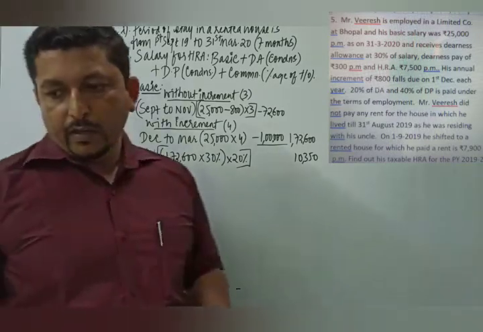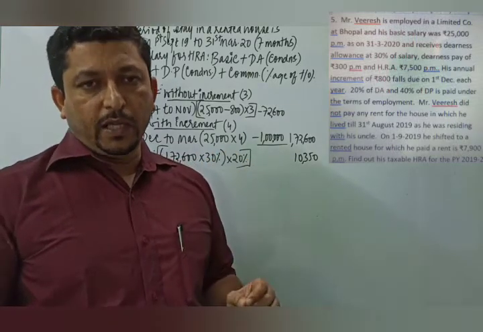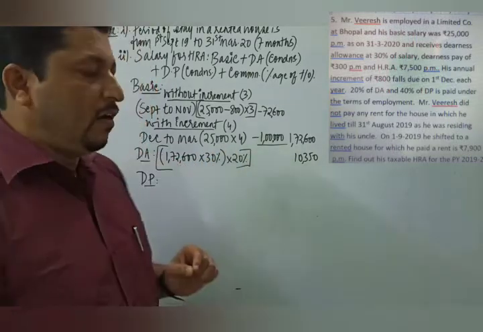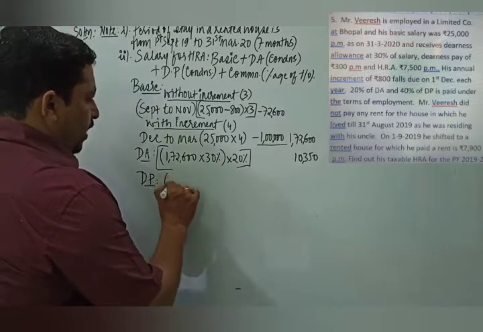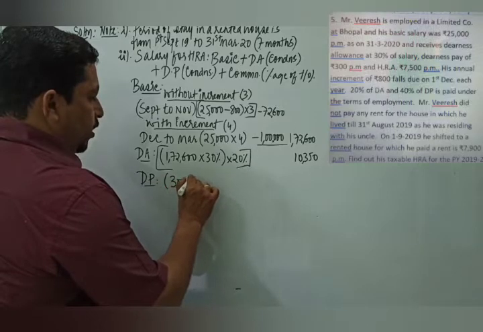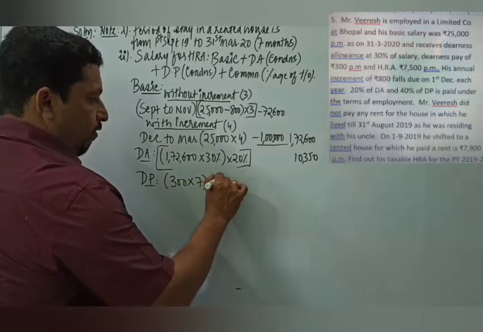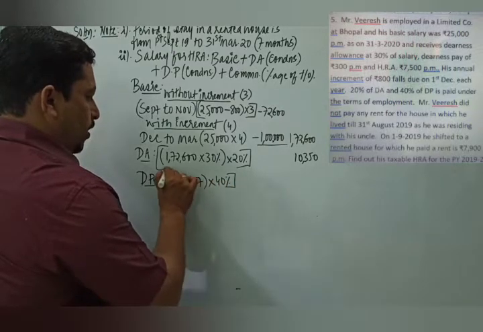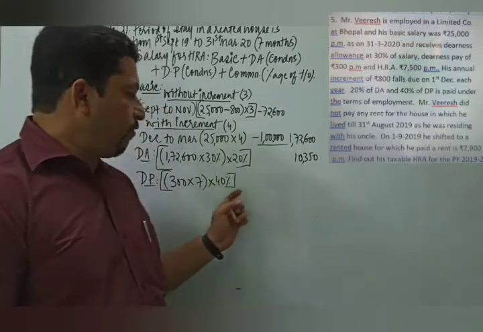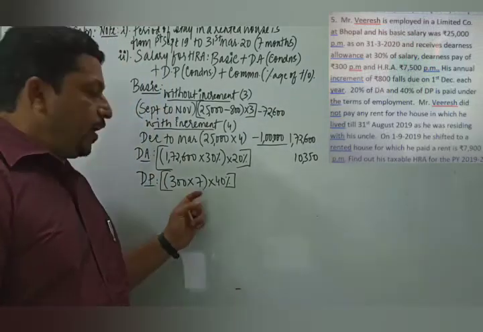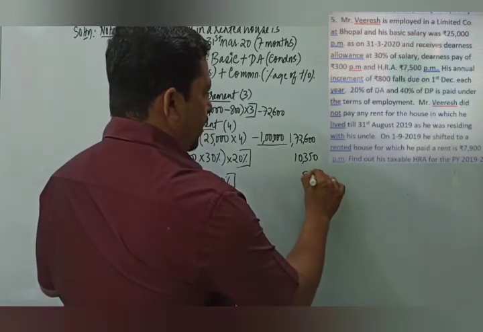Then we have Dearness Pay. It's given that it is 300 rupees per month, but of that 40% is included for retirement benefits. So first I will take 300 into 7. This is Dearness Pay, and in that 40% is included for retirement benefits or given under the terms of employment. So 300 into 7 into 40% would work out to 840.